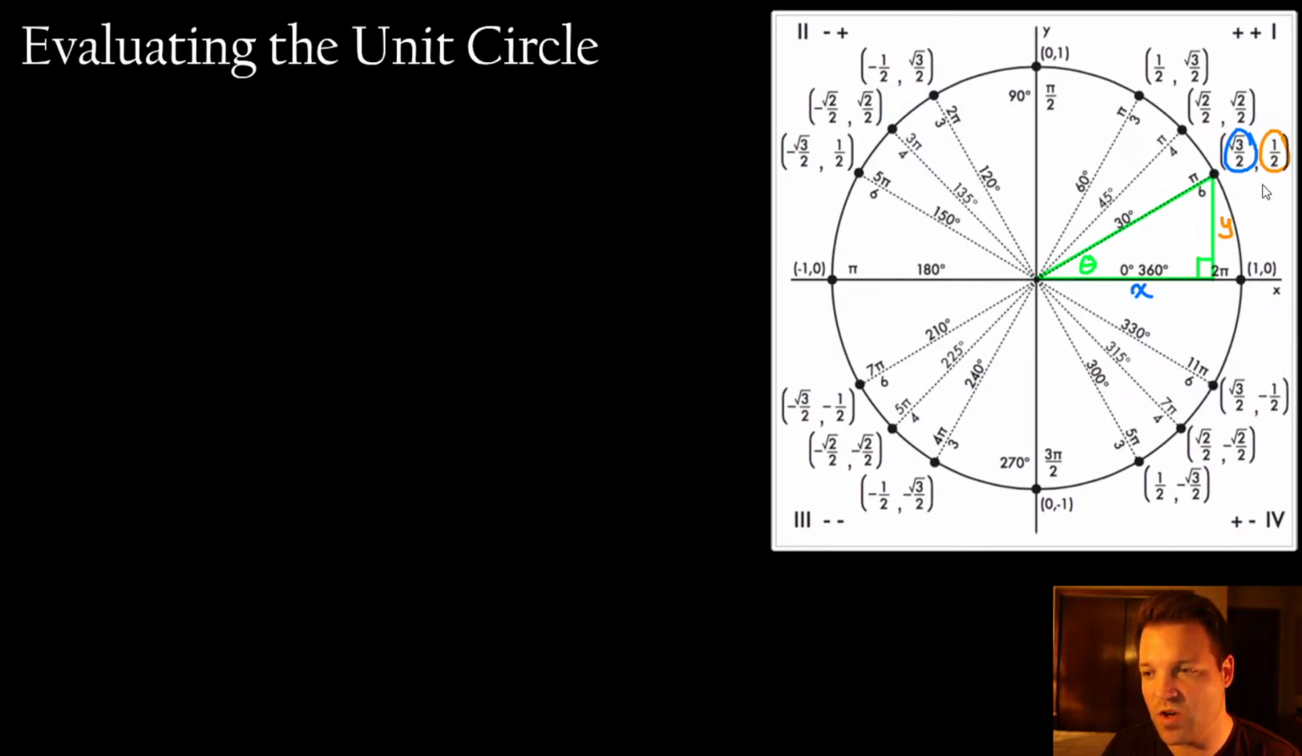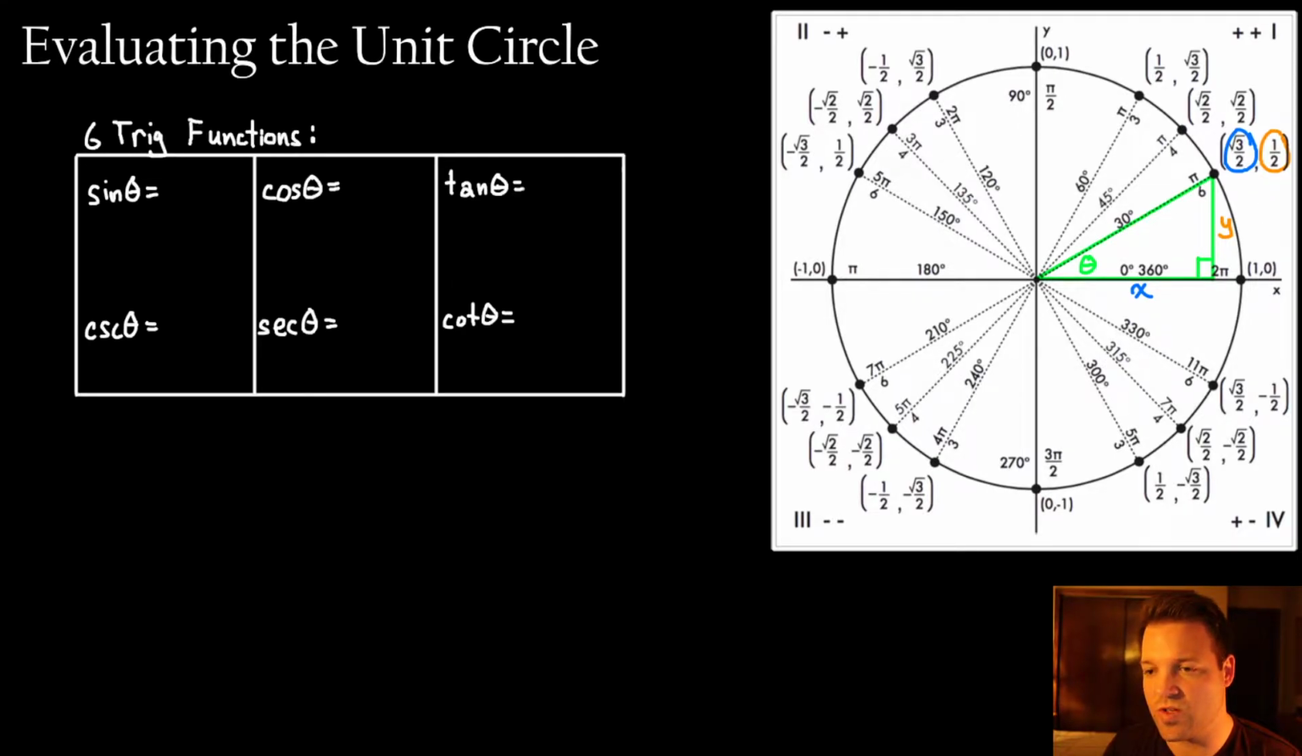So what we're going to do is bring up our 6 trig functions. And we're going to use probably our basic SOHCAHTOA at first, but then we're going to extend that just a little bit. So SOHCAHTOA basically tells you the definition of the sine of an angle, the cosine, and then the tangent.